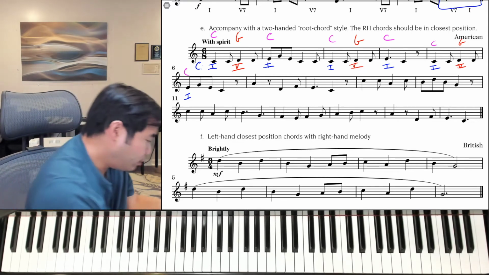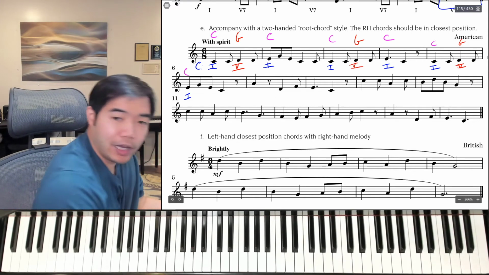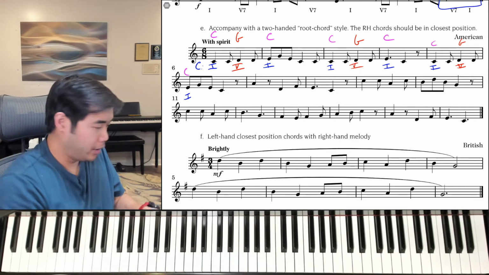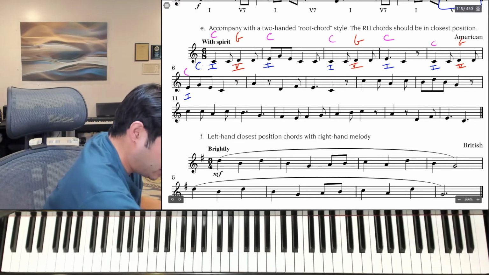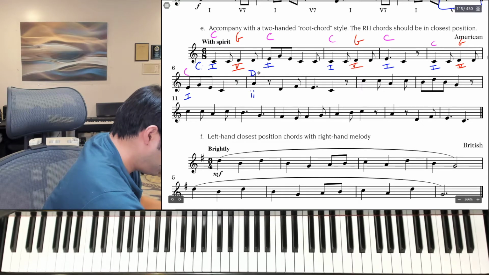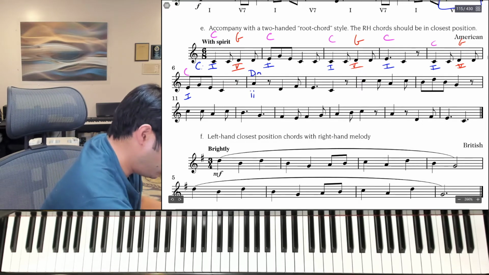On the next one here, we have A, D, and F. Well, that outlines a 2 chord. So let's just do it as a 2 chord, which is D minor, and back to the 1 chord. We'll just keep it simple.